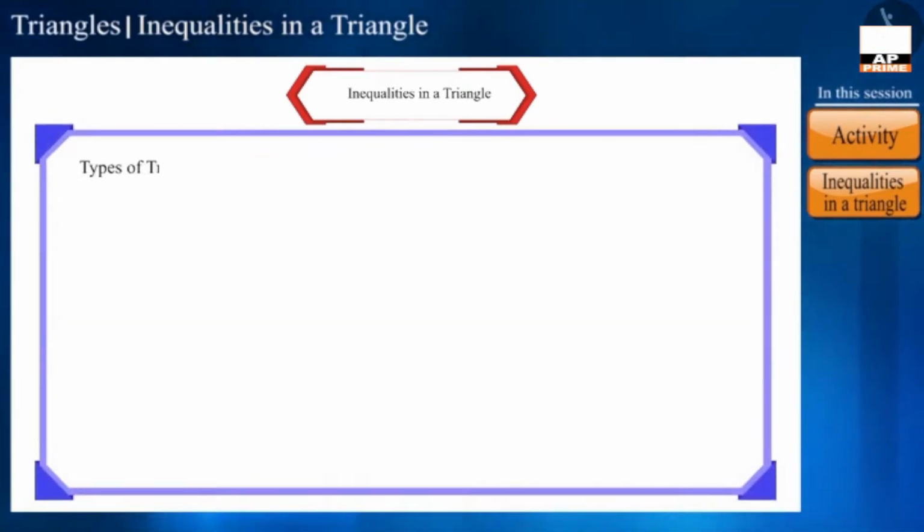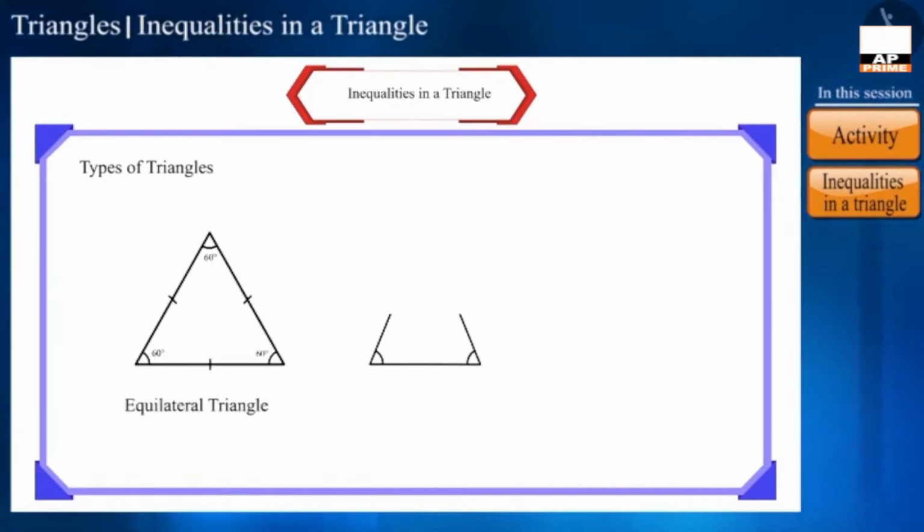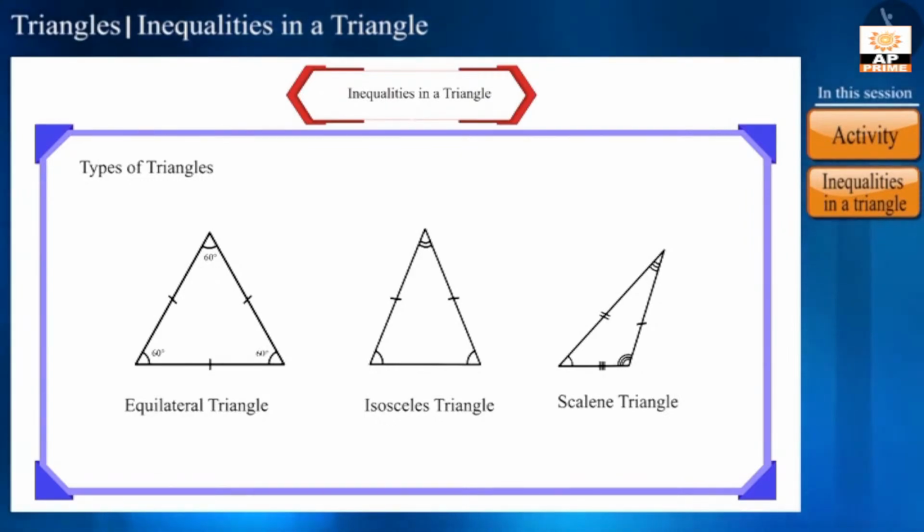Friends, we know that there are different types of triangles like equilateral triangle, isosceles triangle and scalene triangle. We know that in an equilateral triangle, all 3 sides and angles are equal. In an isosceles triangle, 2 angles and their opposite sides are equal. And in a scalene triangle, the measure of the 3 angles and the length of the 3 sides are unequal. Friends, the measurement of the angles of triangles depends on the lengths of the opposite sides.